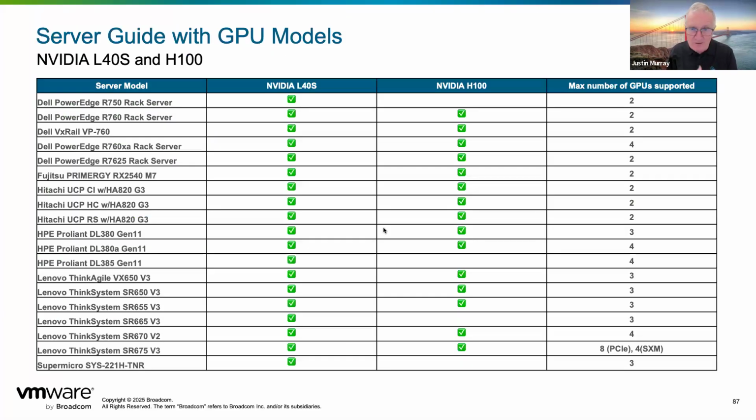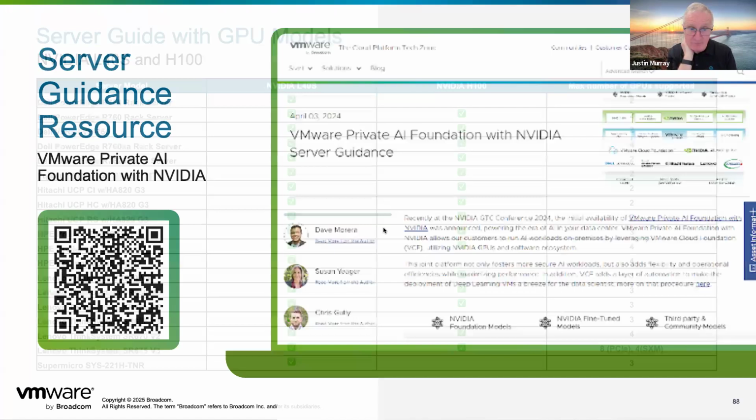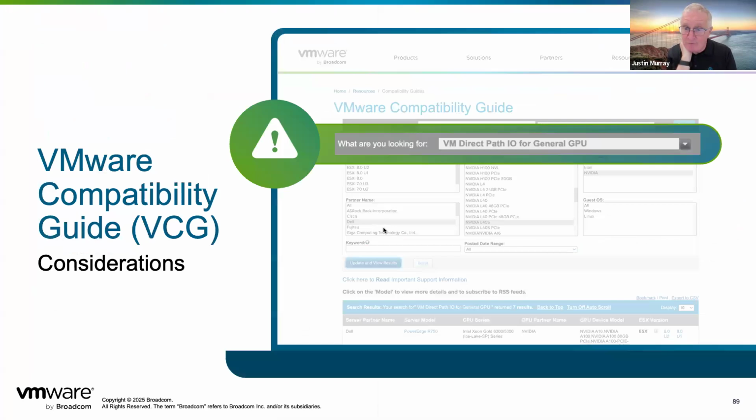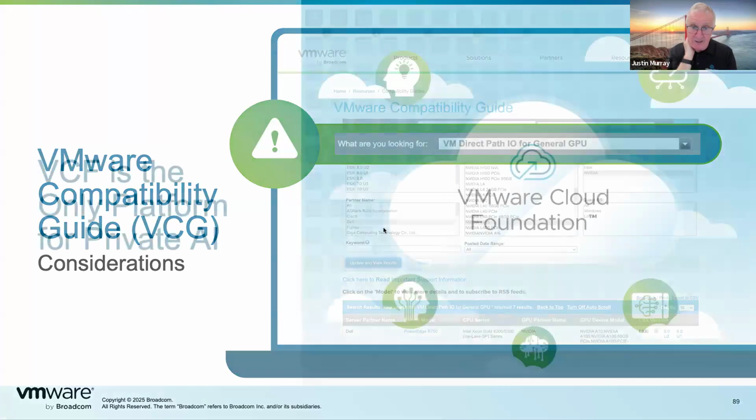And these are the servers that we recommend you use, either an L40S, an H100, or an A100. And those are the maximum number of GPUs that you see on them there. Some of them have 4, but as you see at the bottom, some of them have 8 GPUs in SXM format. That's an NVIDIA format of GPU. That's at the high end of these servers. This is all contained in a server guidance guide and in the VMware compatibility guide from VMware. If you look for VM DirectPath IO for general GPU, you'll get all the models of GPU that are currently supported on the VMware compatibility guide.